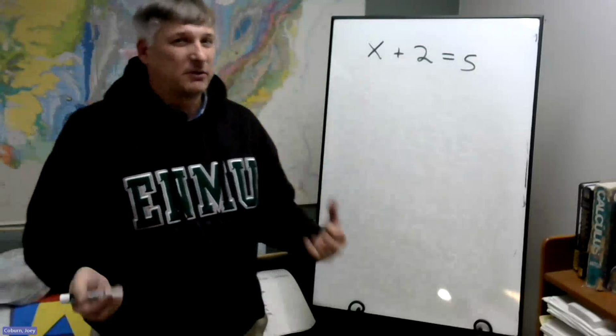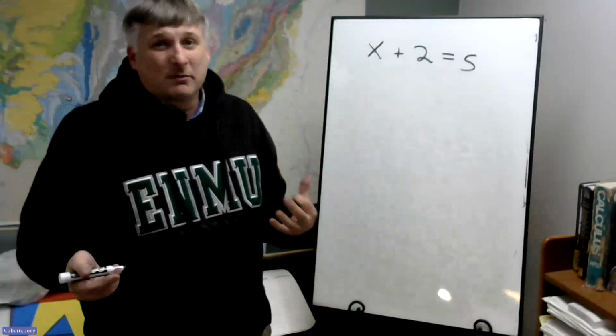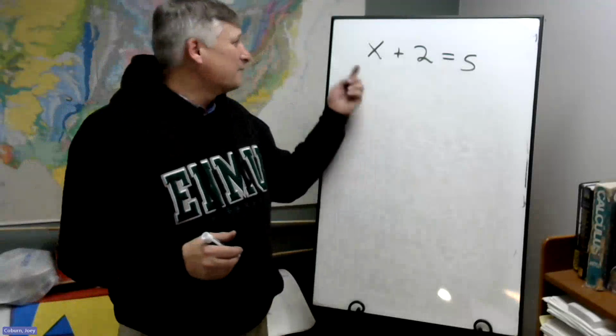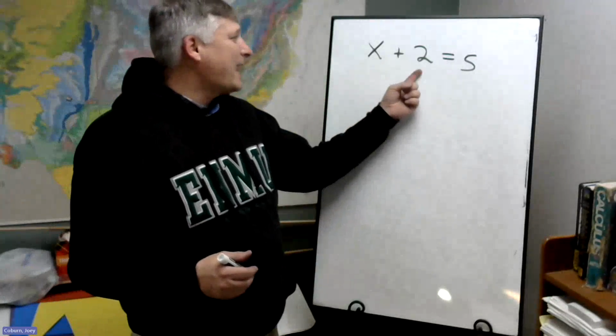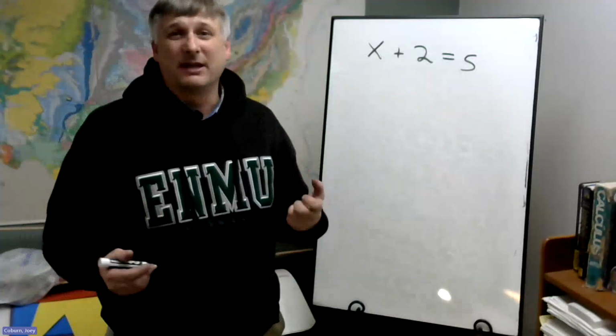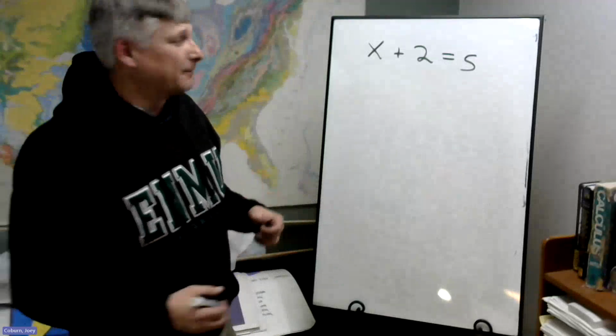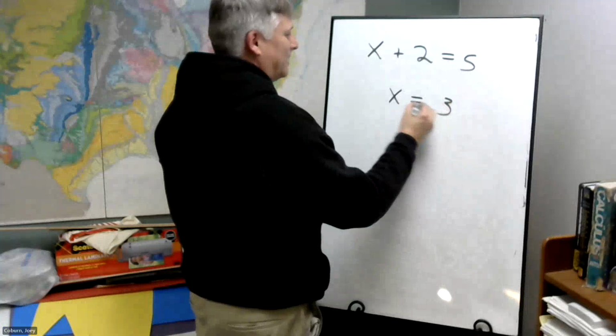Now, before, when we were dealing with x and y, we got to choose a number. And we could choose whatever we wanted. But now we've got to make sure we make a correct choice. X has to add up to 2 and give you 5. What number can you add to 2 to get 5? There's only one number. And that's when x is the same as 3.